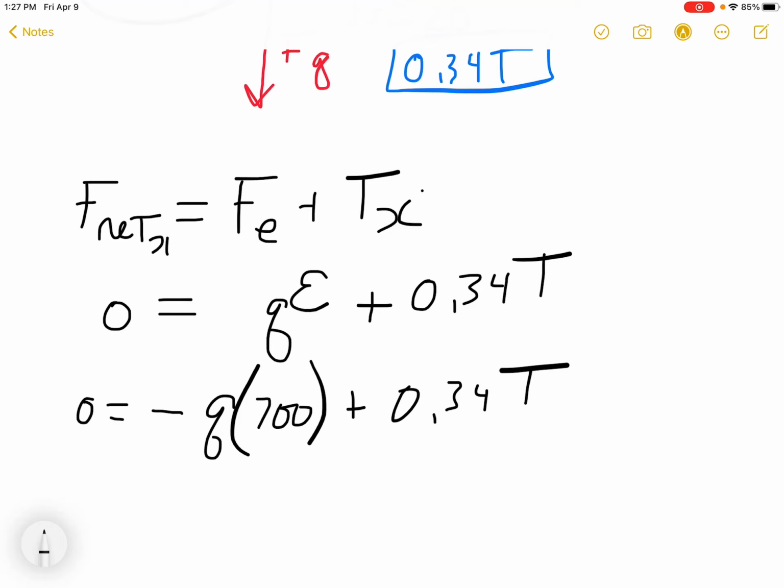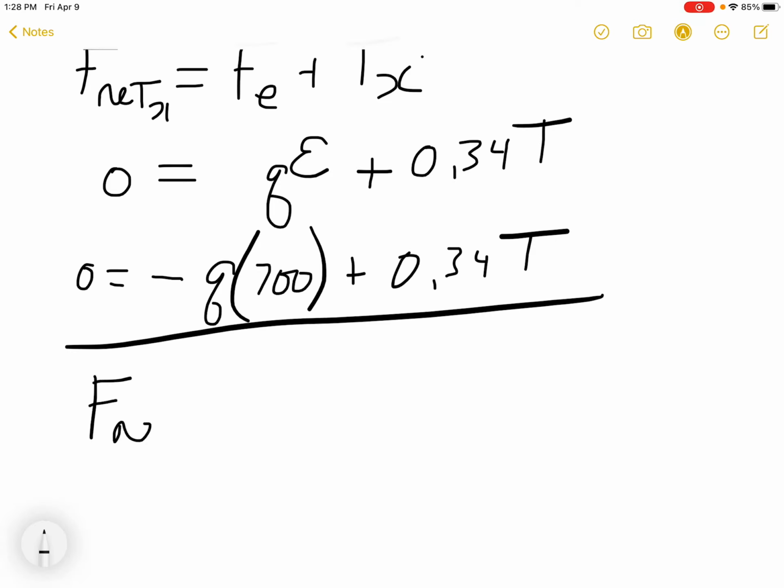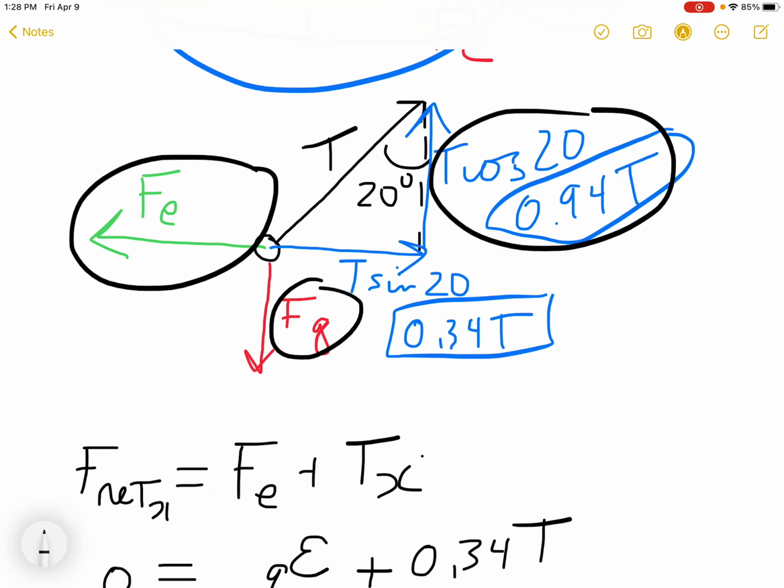I don't know the Q, but I know the 700 and the 0.34 T. Well, I'm at a standstill because I have a T and a Q. I can't finish this. So I'll just leave it right there and come back to it later, and I'll try the F net Y and see if that gives me anything useful. That would be, going back to our picture, the up and down arrows of Fg and the T cos 20. So let's put that down here.